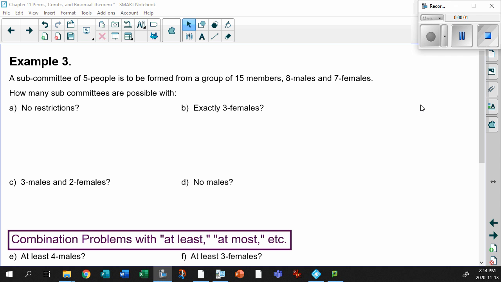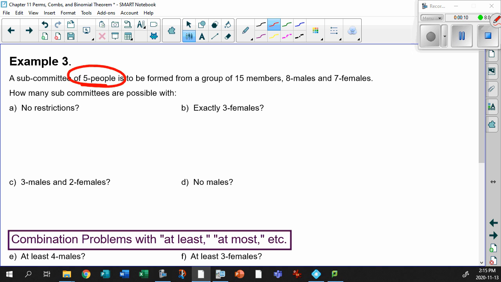So let's continue on with a few more examples and see if we can make them a little bit more complicated. Look at this question. This question says you want a subcommittee of 5 people, and it's formed from a group of 15 members. But look, they're getting pretty specific here. They said there's 8 males in this group, 7 females in this group.